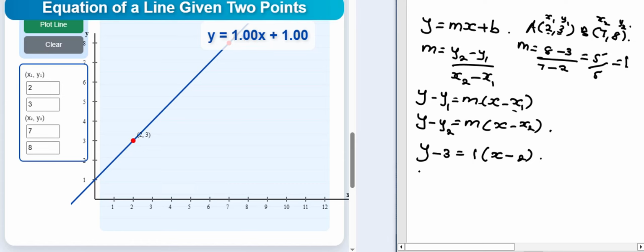Then I get y is equal to, once you open brackets here, x minus 2, because 1 multiplied by x is x, and 1 multiplied by 2 is 2. And then you take this 3 to the other side, and it becomes plus 3. So the answer becomes y is equal to x minus 2 plus 3, which is plus 1.